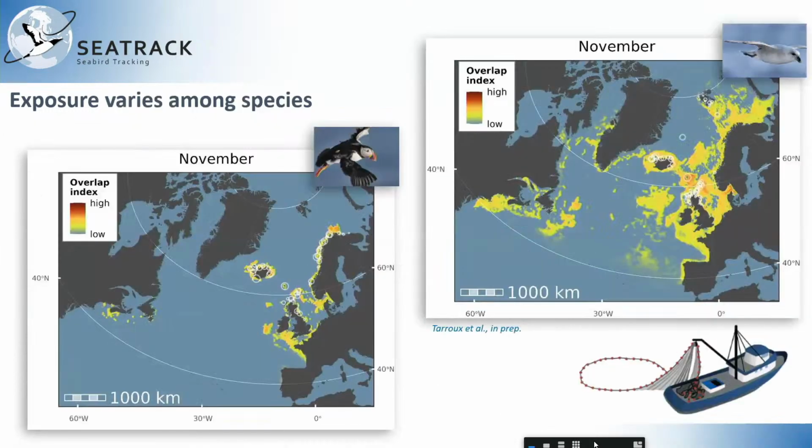These patterns are exemplified here with the Atlantic puffin on the left side, which is a diving species that spends a lot of time on the water, and on the right side with the northern fulmar, which is a highly mobile seabird that covers large distances during all periods of the year. So in November, both species are on their way to or already in their wintering areas. But you can see that fulmars are substantially more exposed to fisheries than puffins during that month, at least.